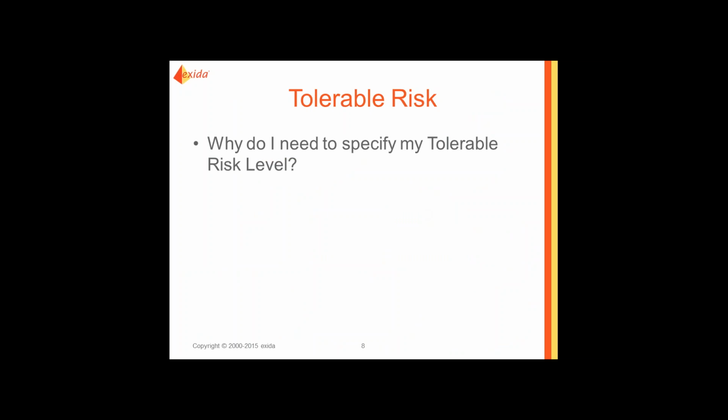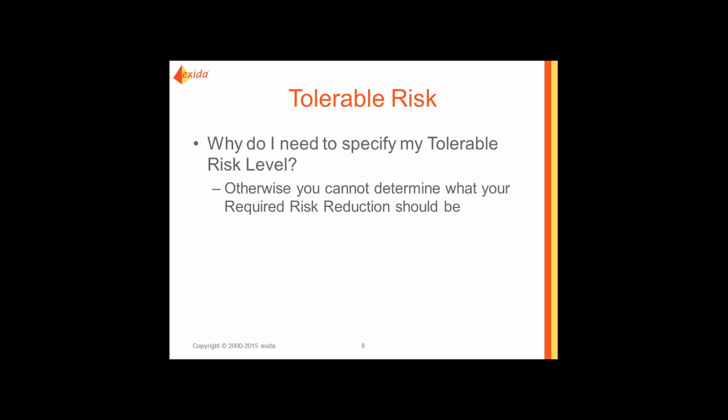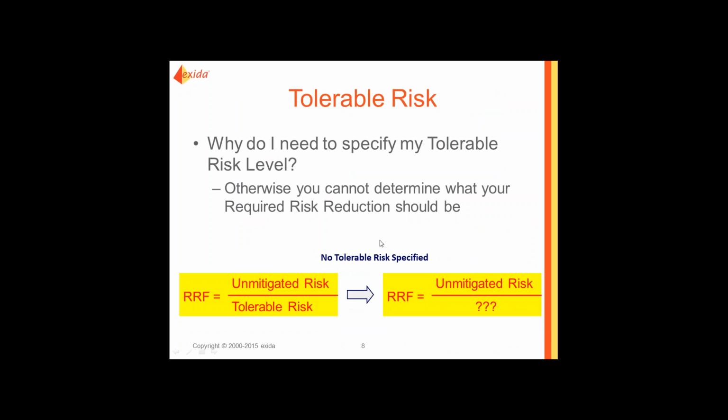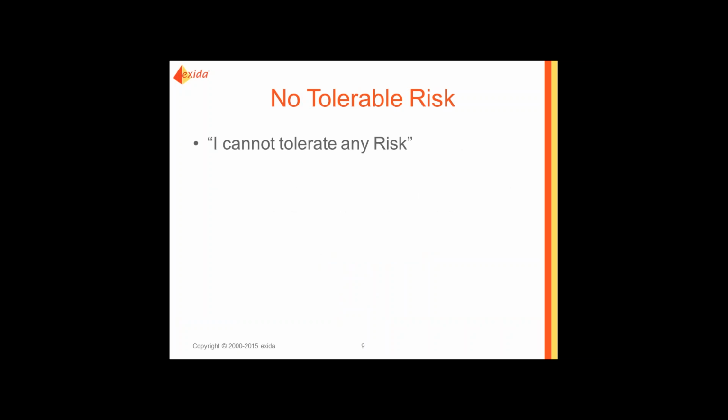So tolerable risk. Why do I need to specify my tolerable risk level? Well, of course, you can't determine what the required risk reduction will be without it. And there is a relationship, as we shall see, where we talk about RRF, which is risk reduction factor, is known as the unmitigated risk over the tolerable risk. Now, the unmitigated risk will be the risk that remains after you've considered all the non-safety instrumented layers of protection. So, of course, if we don't know what our tolerable risk is, how can we figure out what our risk reduction factor should be?